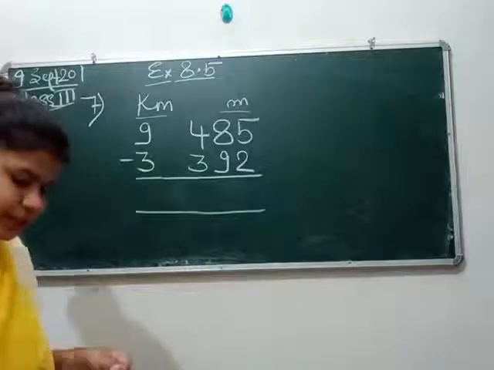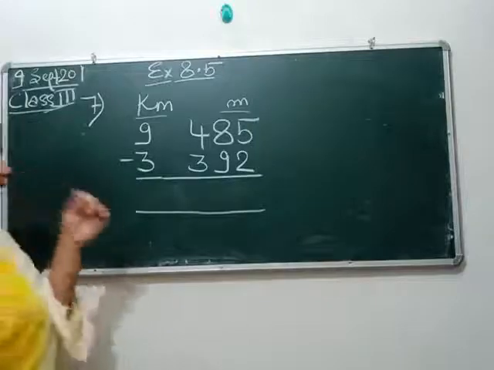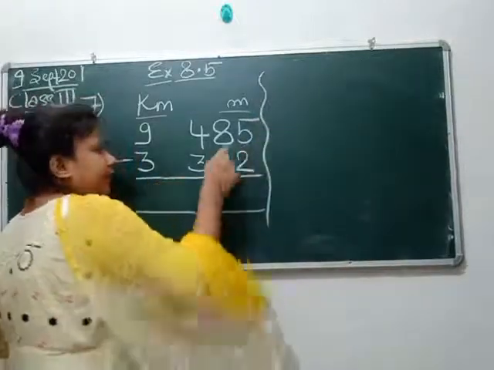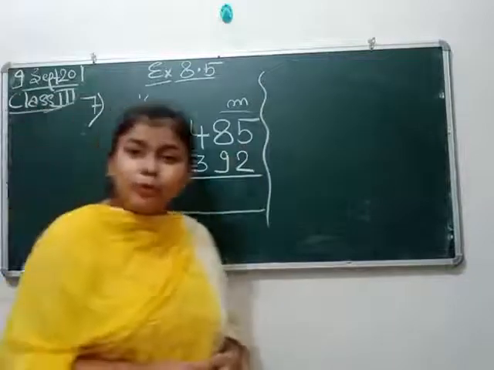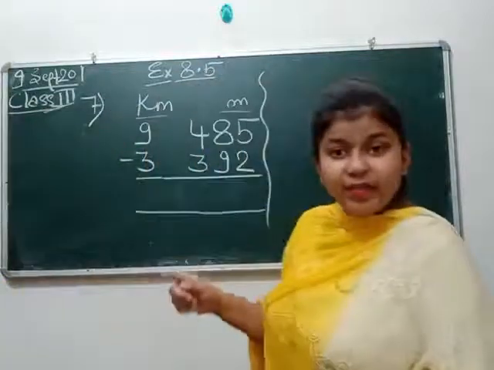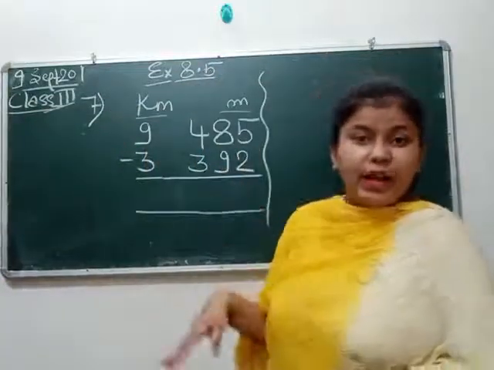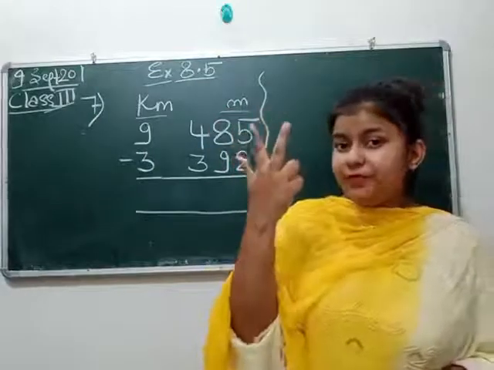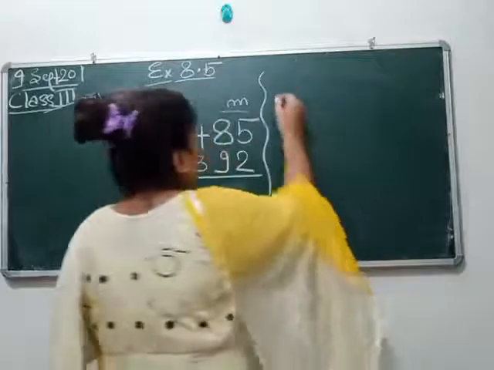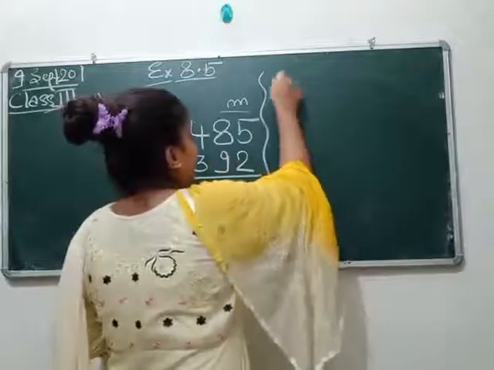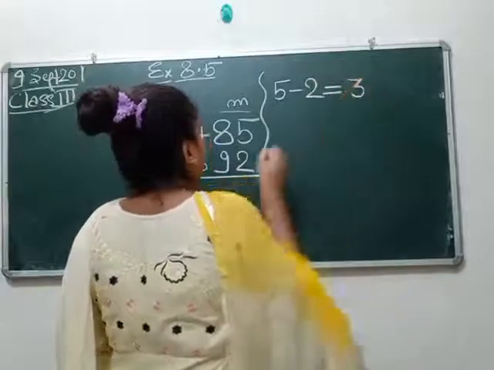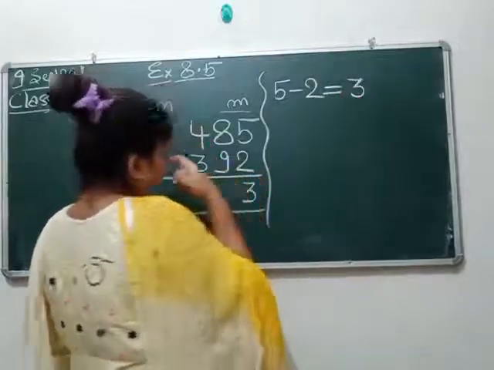Let me explain this to you. So the question is, we'll start from the rightmost place. Here I am having 5 and from this I have to subtract 2. How much is left? 3. So 5 minus 2 we will get 3.